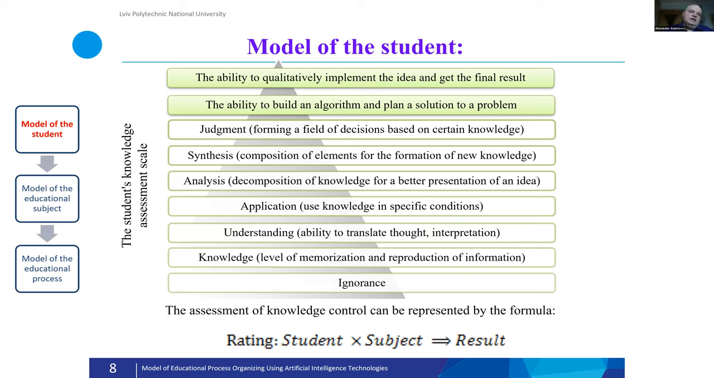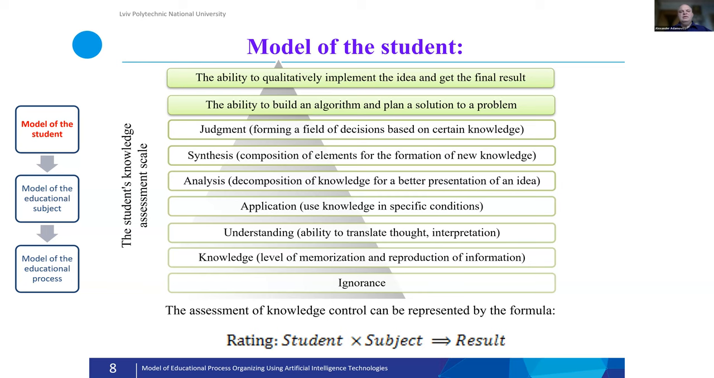We see the student's knowledge assessment scale going on the basis of Benjamin Bloom's taxonomy, well known. On the lowest level, we have complete ignorance. Then the higher level is knowledge, the level of memorization and reproduction of information. Then a higher level, understanding, the ability to translate, interpretation. Then a higher level, application, using knowledge in specific conditions.